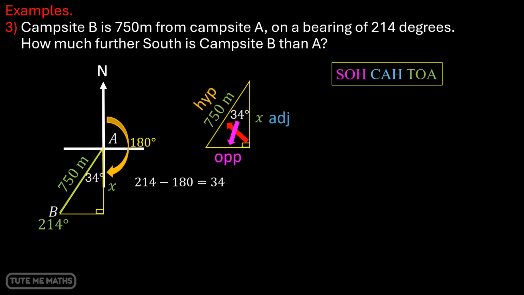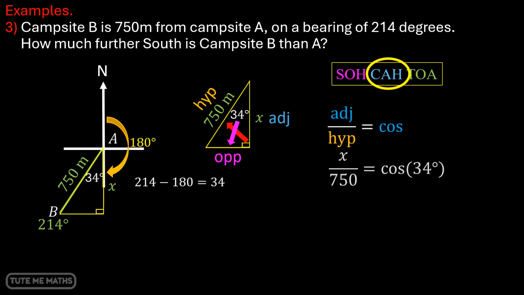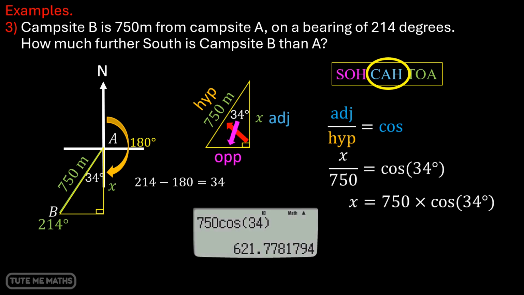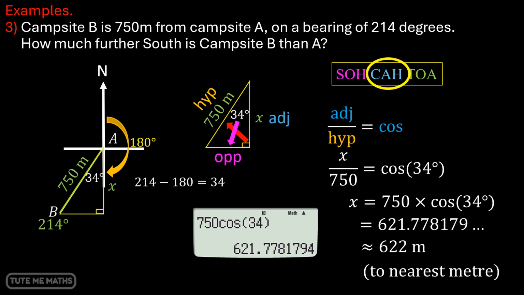Following our usual process, we find that x over 750 must equal cos of 34 degrees. Thus, x is 750 multiplied by cos 34, giving us 622 metres when rounded to the nearest metre. 620 metres to the nearest 10 metres would also be acceptable, since we can't tell whether the 750 metres was recorded to the nearest metre or to the nearest 10 metres.